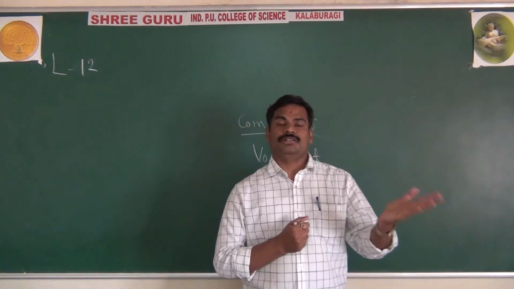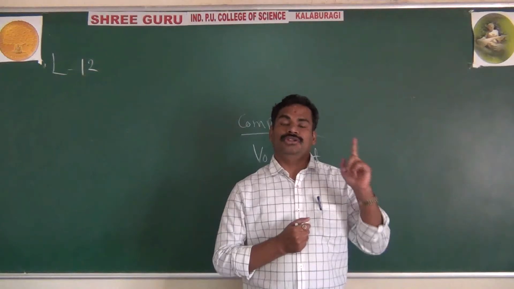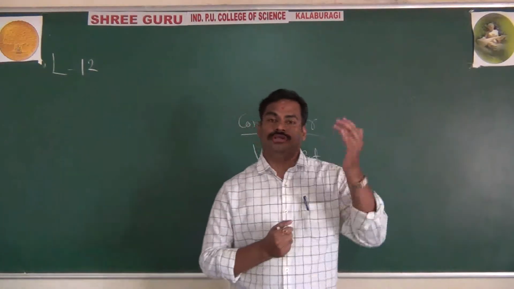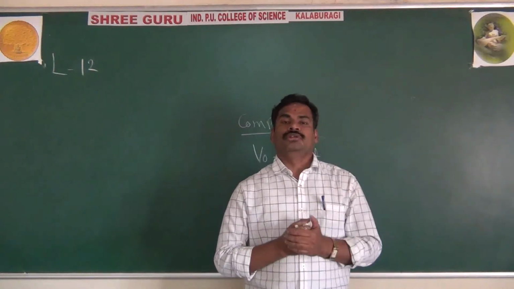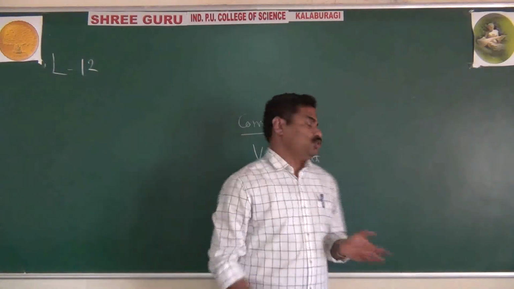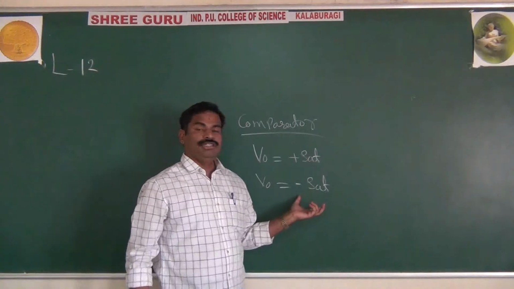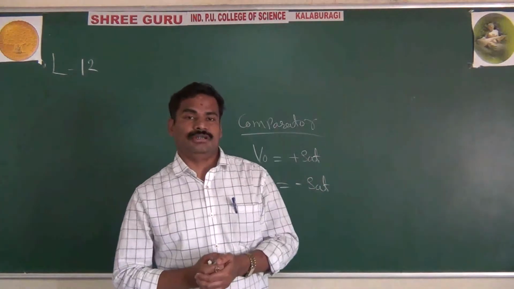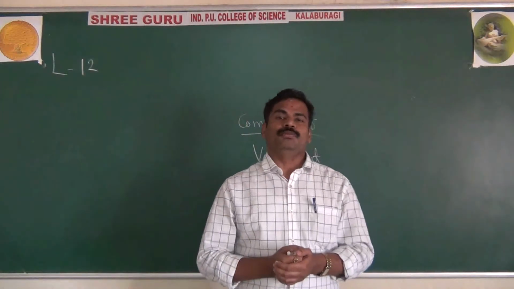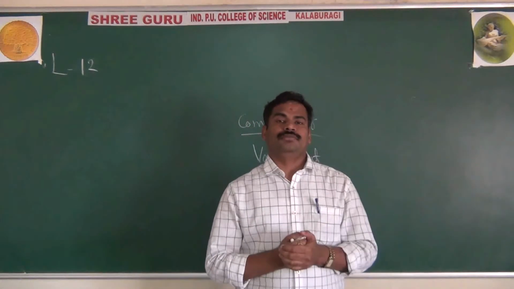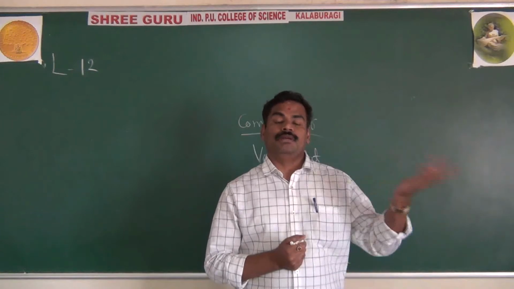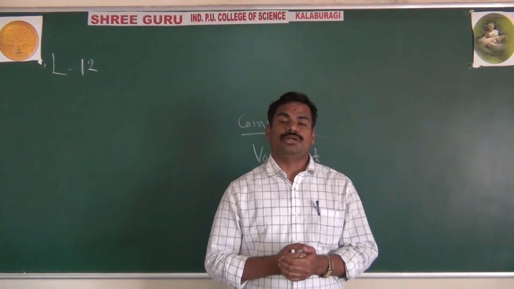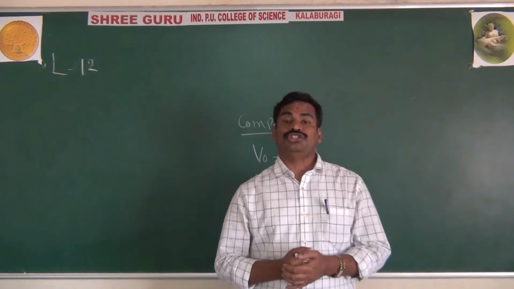The zero crossing detector is a type of comparator. Whenever your input voltage crosses zero, the output will change. It may change to positive saturation or to negative saturation. That is what is called a zero crossing detector. It means your op-amp can be used as a comparator, and the comparator can be used as a zero crossing detector, and another one is the Schmitt trigger.